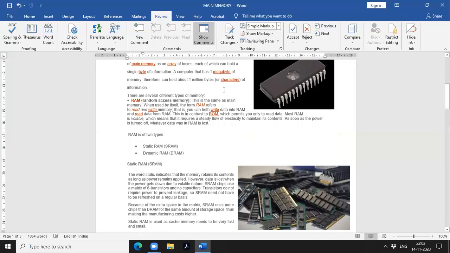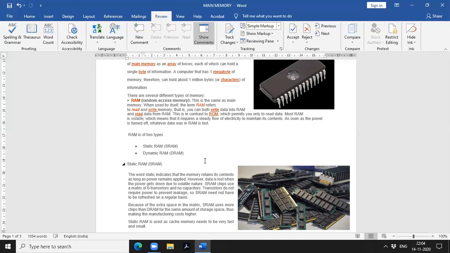Okay, there are several types of memories. First we will see what is RAM, that is random access memory. This is the main memory. Whenever we switch on the computer, all the data from the secondary storage is retrieved and stored in the primary memory to execute faster. So RAM refers to a read and write memory.